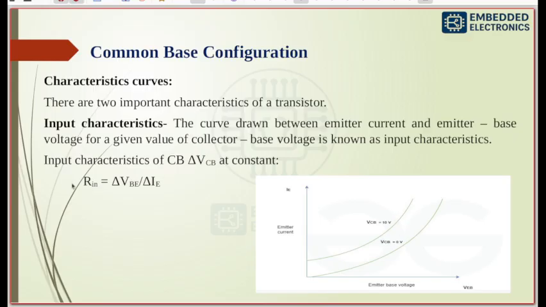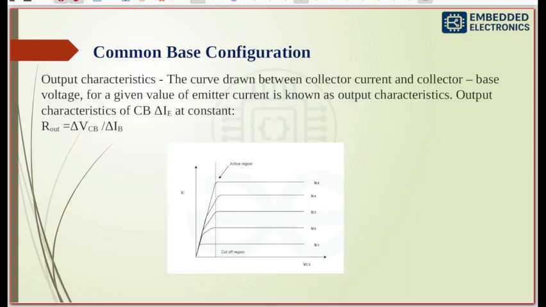So how to find Rin? Here we have the formula: delta VEB divided by delta IE, where IE is the emitter current and VEB is the emitter-base voltage. By solving this graph, you will find the values of delta IE and delta VEB. So this is the output characteristics. The curve is drawn between the collector current IC and the collector-base voltage VCB.